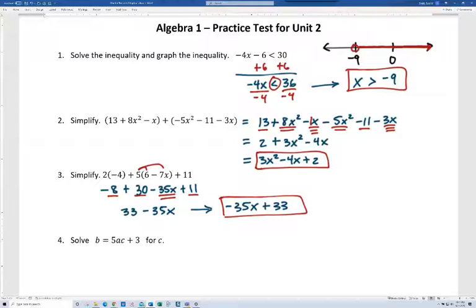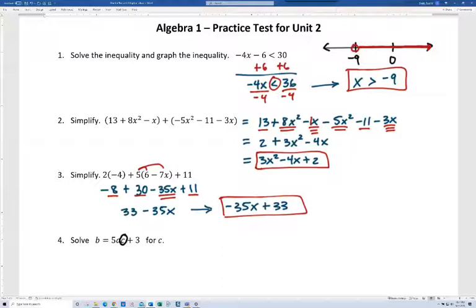Okay, so let's look at number 4. We're solving for c. So in this case, we're not really solving and trying to get some kind of number like 3. We're really more rearranging the equation so that it's solved for a different variable. In this case, we want it to be solved for c, and it's currently solved for b. And so sometimes I'll just circle the letter that I'm trying to get by itself, and then I've got to get rid of those other values.